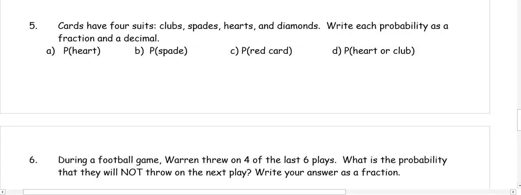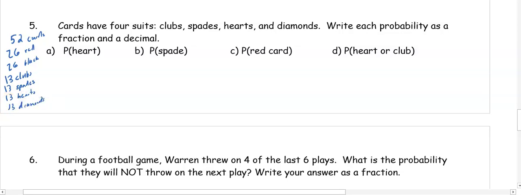In number 5, cards have 4 suits: clubs, spades, hearts, and diamonds. Write the probability as a fraction as a decimal. So, a couple of things about cards. There are 52 cards. There are 26 that are red. There are 26 that are black. There are 13 clubs, 13 spades, 13 hearts, and 13 diamonds.